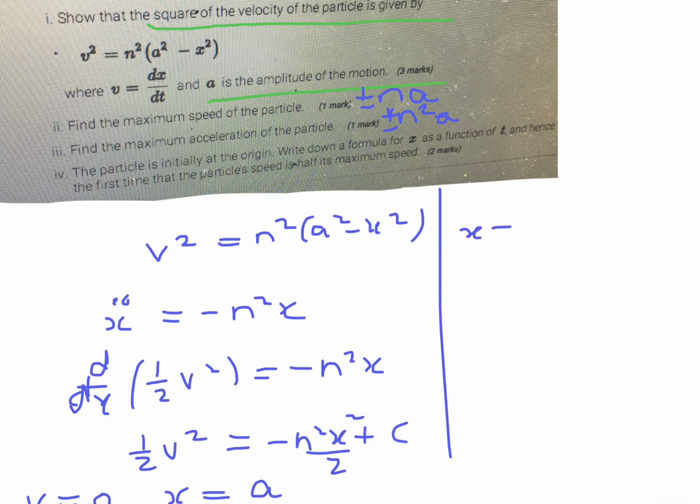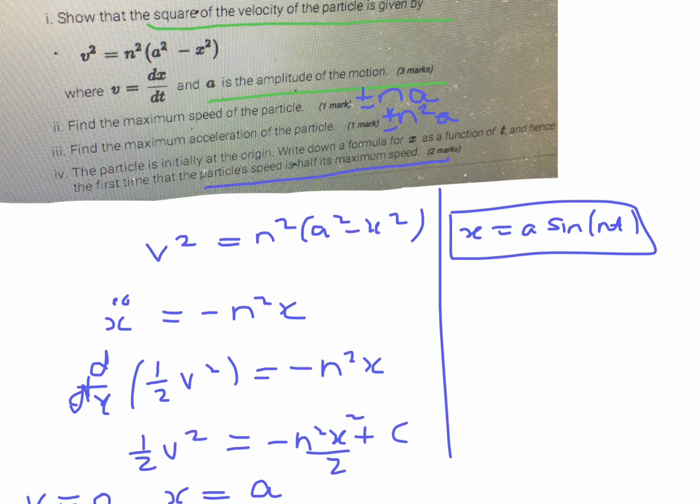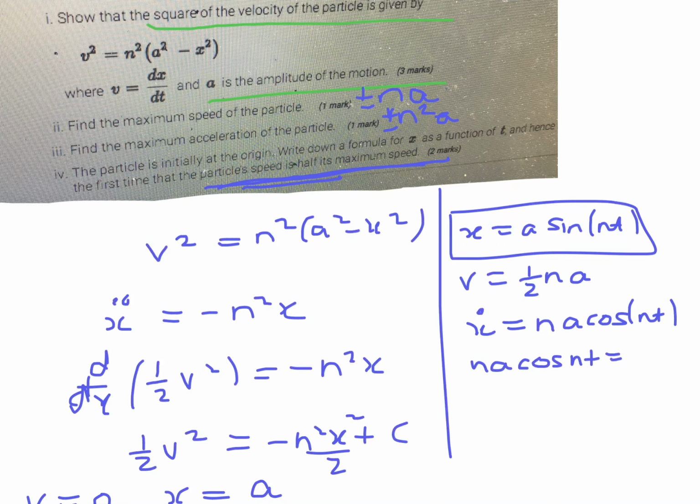Particle is initially at the origin. Then displacement x will equal a sine nt. So we want to know the first time the particle's speed is half its max speed. So we know when the v is half na. If I differentiate this, you get na cos nt. And we want to know when na cos nt equals a half na.